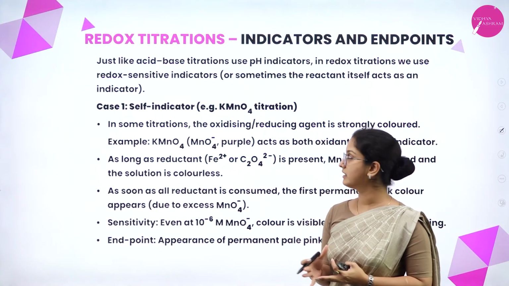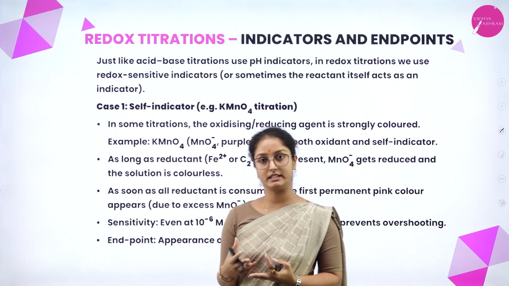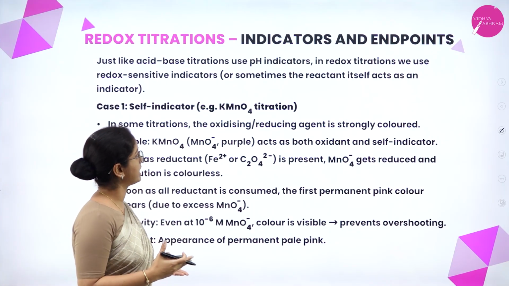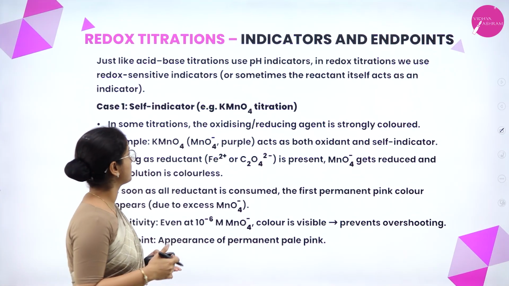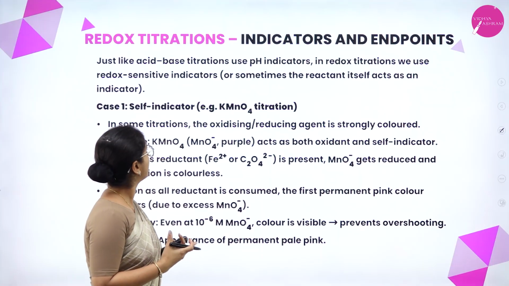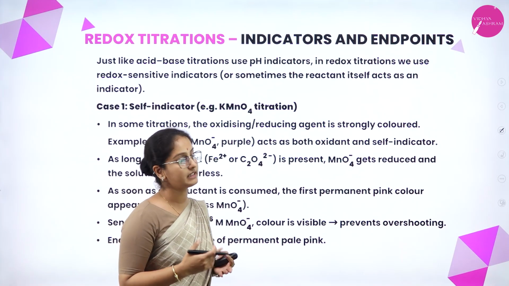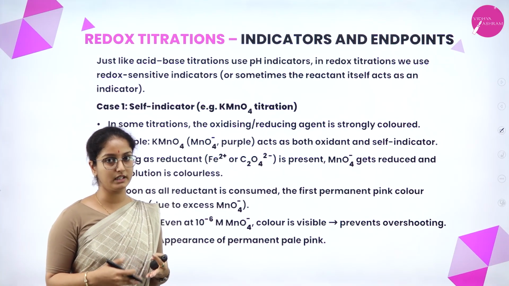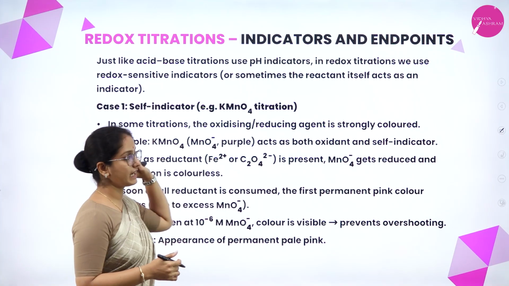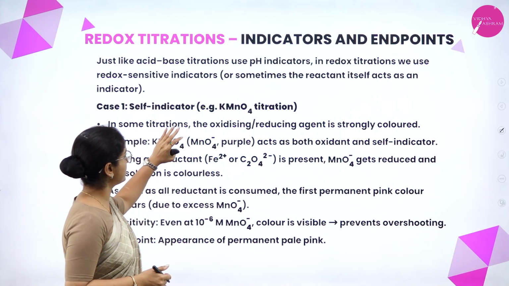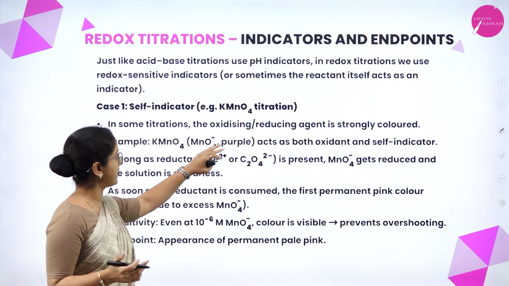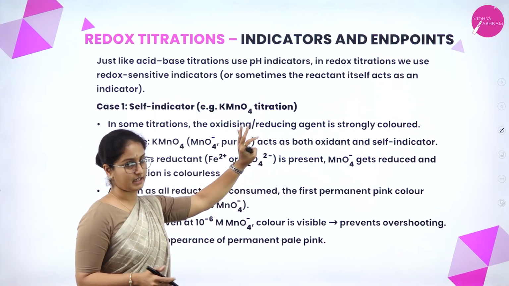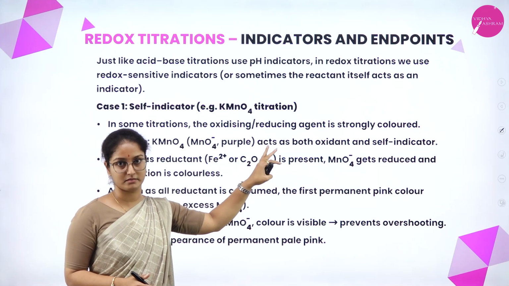Now let us understand redox titrations, their indicators and their endpoints. Just like acid-base titrations use pH indicators, in redox titrations we use redox sensitive indicators, or sometimes the reactant itself acts as an indicator. There are many cases that we come across during redox titrations. In case 1, the reactant is a self-indicator, for example potassium permanganate. Using potassium permanganate during redox titration, let us see how the endpoint is found.